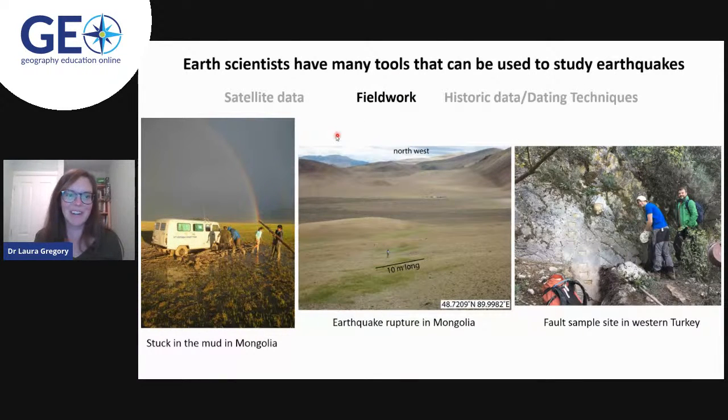Sometimes field work is kind of challenging. Here we got stuck in the mud overnight and we had to get help from a nearby village for people to drag our vehicle out of the mud, which is always an adventure, but it's also beautiful. So here's another example of an earthquake rupture in Mongolia. And then here's some sampling that I did last year in Turkey, looking at a fault that is more of one that moves things vertically. You can see we collected samples from this fault scarp here. This is an actual fault scarp that's been exposed over time. So we get to do lots and lots of field work.